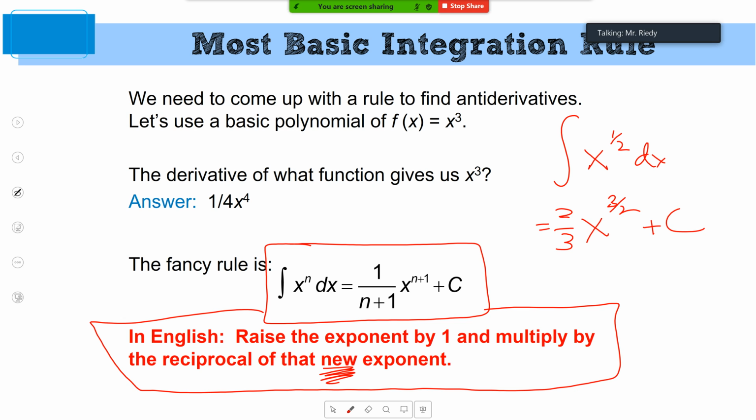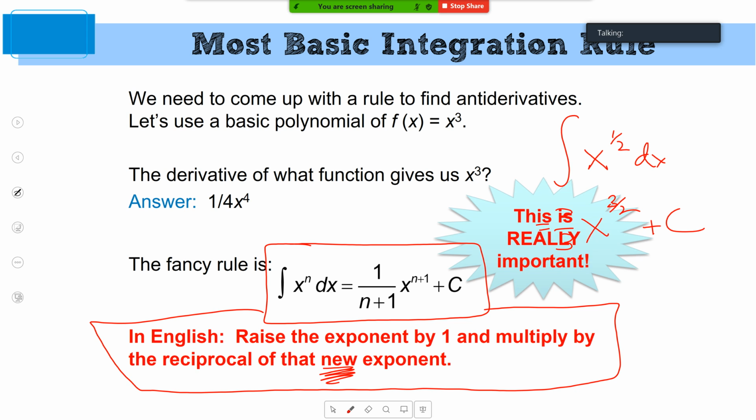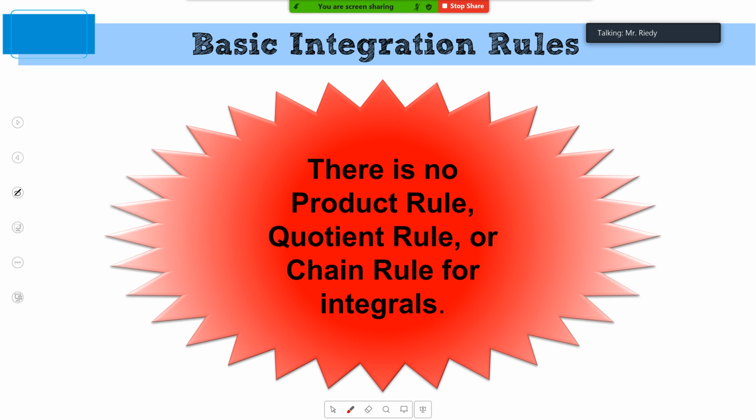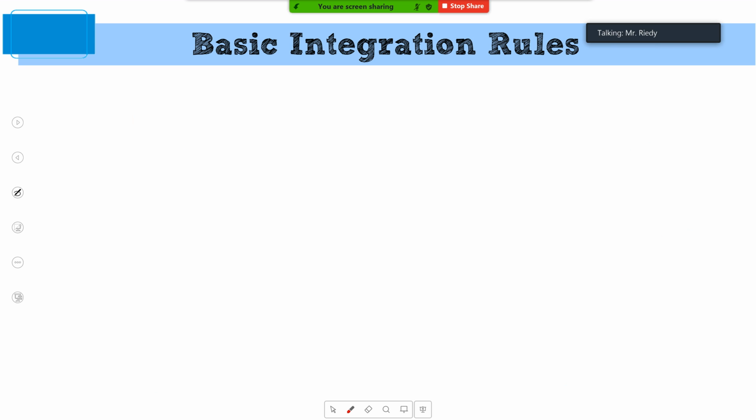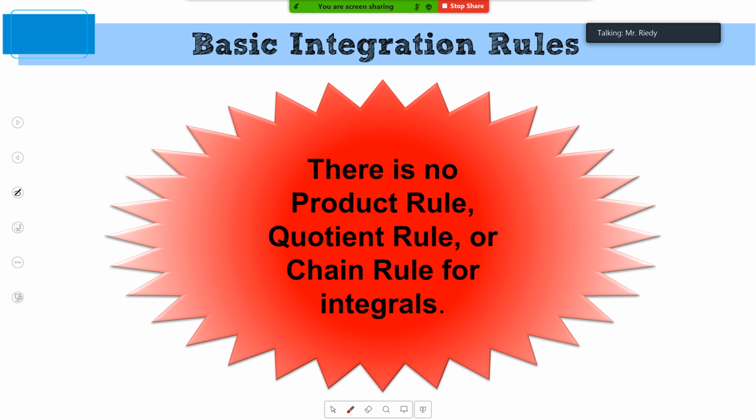Okay? So this will get us through basic antiderivatives. And because that's flashing, you know it's important. The next slide is going to make you either very happy or very upset. It probably won't make you very upset, but it'll probably make you pretty happy in that there is no product rule, quotient rule, or chain rule for integrals.